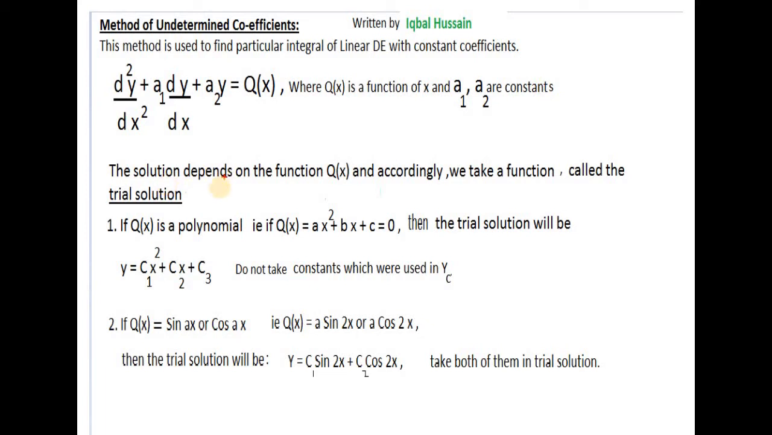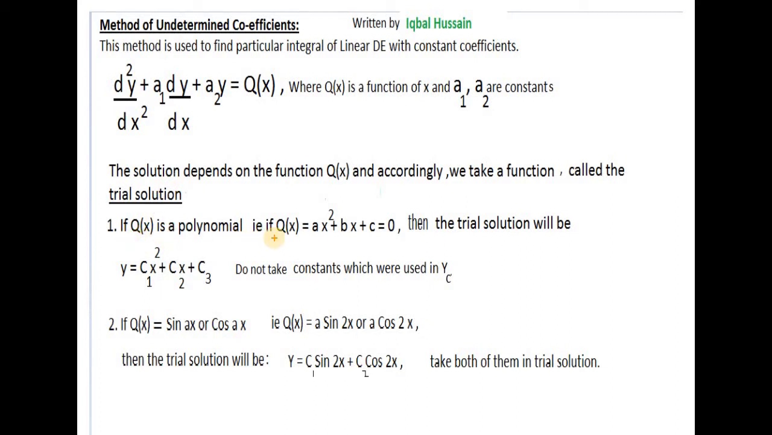The solution depends on the function q of x, and accordingly we take a function called the trial solution. The question is to choose the correct form of trial solution, and this trial solution is the generalized form of the function q of x. We must be careful while choosing the trial solution. Now we look at the nature of function q.